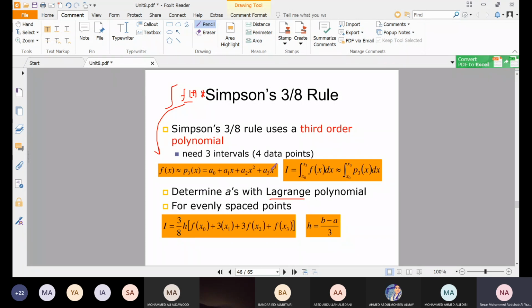So you will see this formula. No need to derive this one; we just needed to for practice. For evenly spaced points here, we need the points to be even.